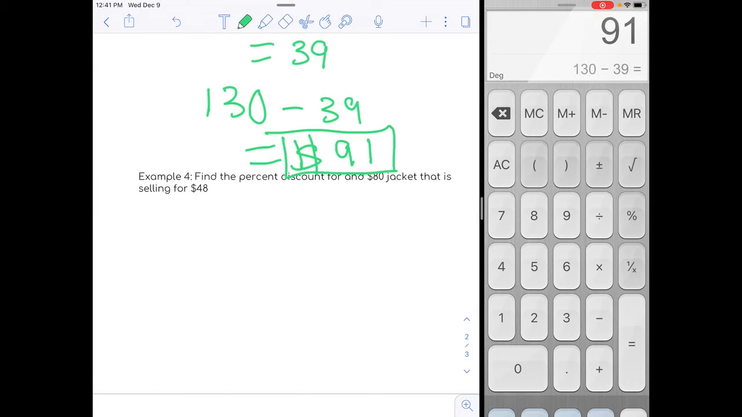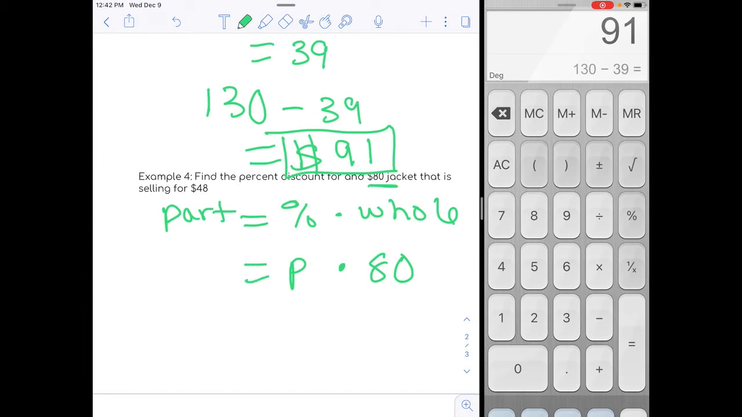All right, let's try one more. Example 4, find the percent discount for an $80 jacket that is selling for $48. So in this case, when we do my part equals percent times whole, I don't actually know what my percent discount is. This is what I'm trying to find here. So my whole, I know, is $80. That's how much the jacket was selling for. I'm going to put a P in for percent because I don't know what that is. And the selling price is 48.